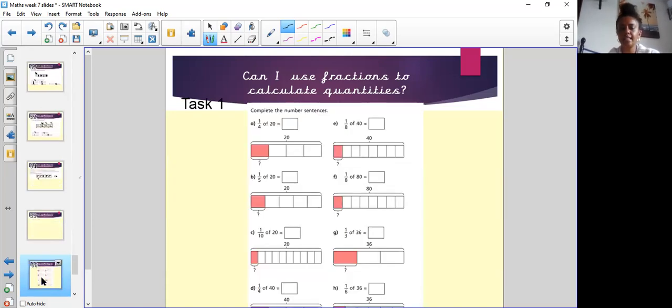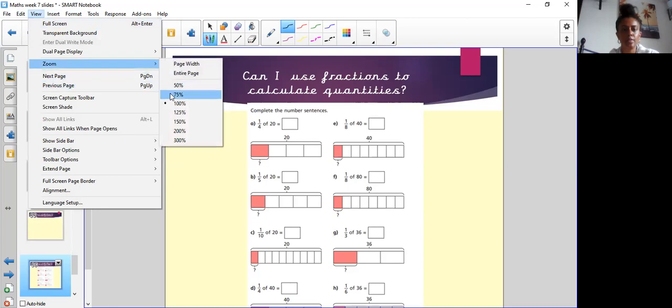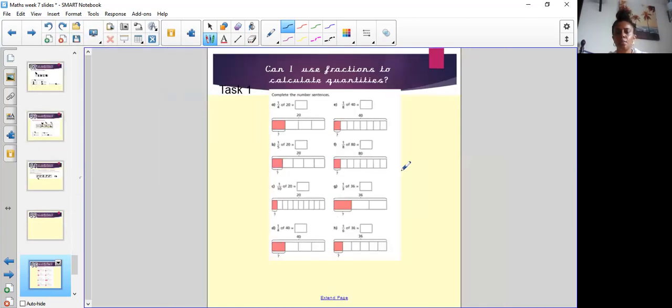So your task for today's lesson is to carry out these questions. Just let me make my screen a little bit smaller so you'll be able to see it. So it's complete the number sentences. So 1/4 of 20 equals how many? You're going to be using the blocks and the bar model that's split out using the denominator to work these questions out for you.